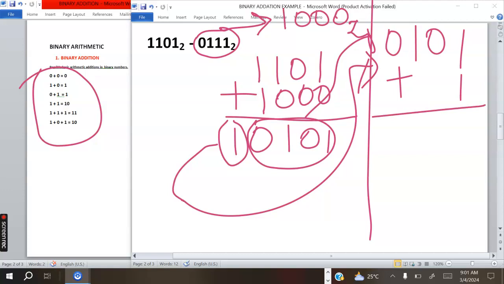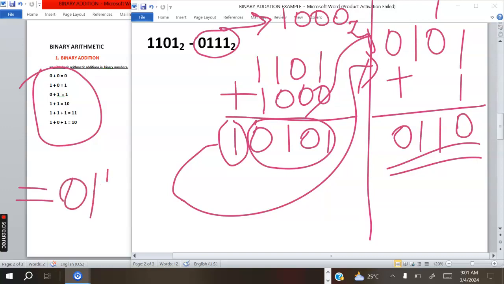So what I will have, 1 plus 1 is 0, then carry 1. 1 plus 0 is 1. Then 1 and the other one is 0. So our final answer is 0, 1, 1, 0 base 2. That's simple. Okay, I hope you have understood how to work on a one complement.